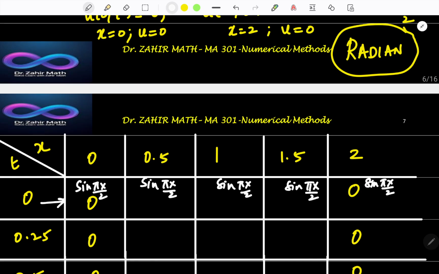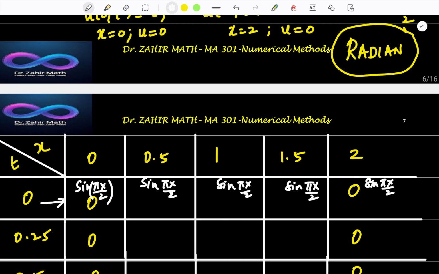So keep your calculator in radian mode: Shift, Mode, radian number 4. Just type the value sin(πx/2). Keep in mind this is an angle. So this is sine, then fraction mode, Shift pi, alpha x, divided by 2. Close the bracket.